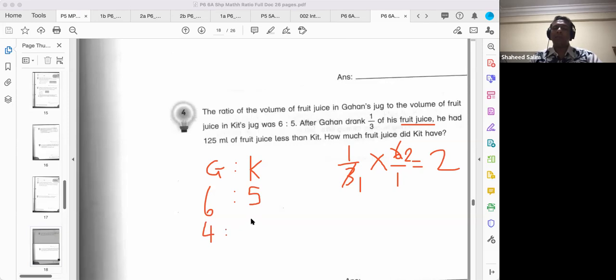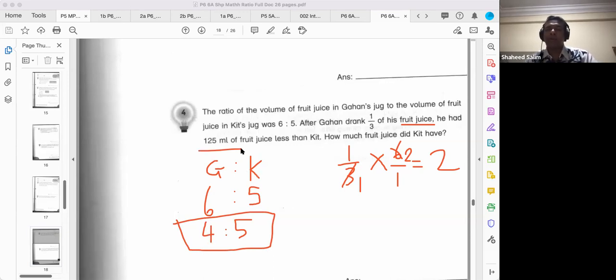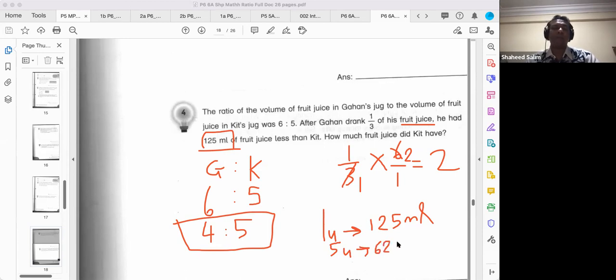So this is the new ratio after Gahan drank his fruit juice. And they tell us that he had 125 milliliters less. How much more does Kit have than Gahan? 1 unit. 5 minus 4 is 1 unit. So this 1 unit is 125 mils or milliliters. So Kit has how much? Kit got 5 units. Just times 5 lah. 125 times 5, you get 625.